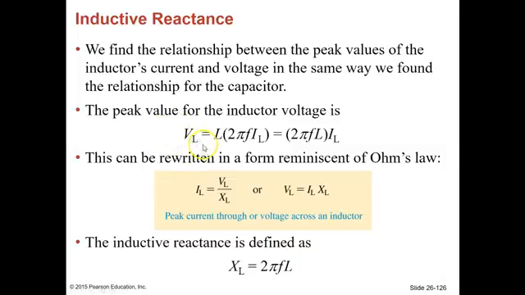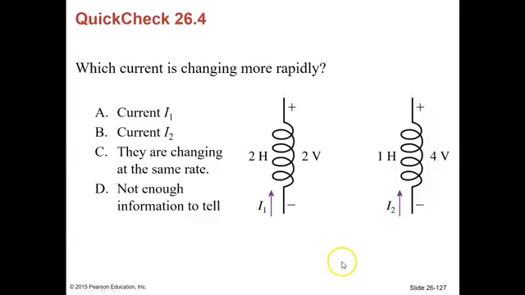Here's the voltage across that inductor. It's not instantaneous, that's the peak value. That's equal to the L value, that constant for the inductance, times 2 pi f times the current across that inductor. So this is what we end up with. We can rewrite this. It's very similar to what we had for Ohm's law, where XL is going to be our inductive reactance. And so you see here's your equation for inductive reactance.